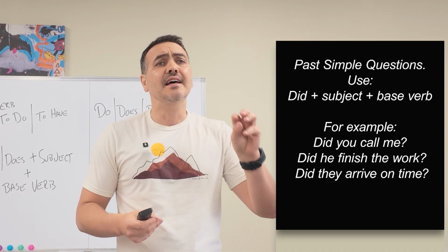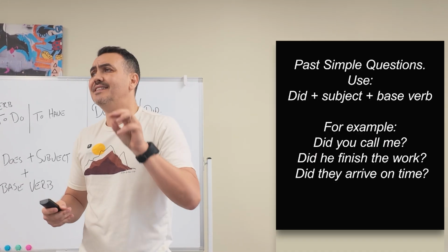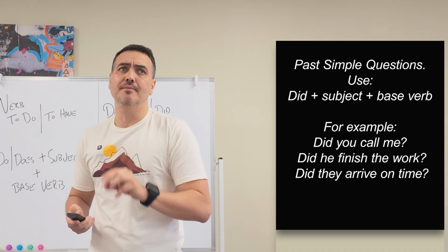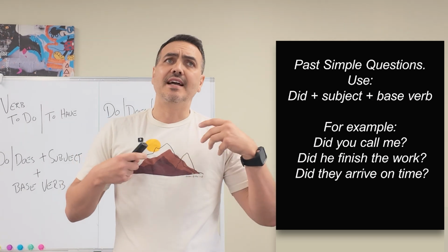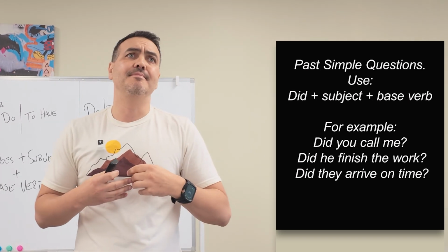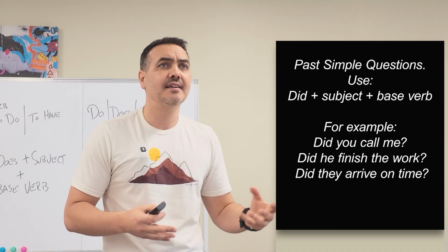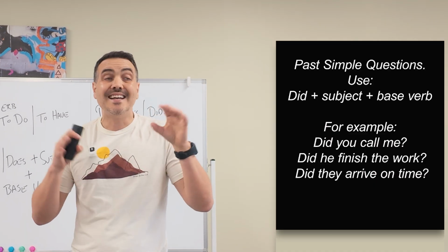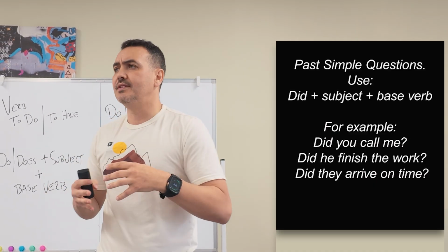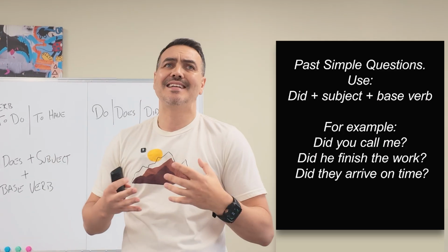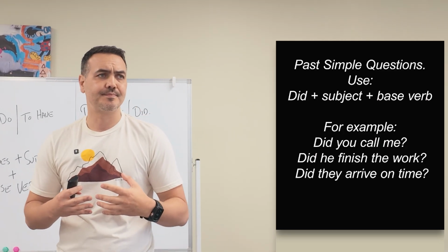After did, the main verb also stays in the base form, okay? You say, did he finish? You don't say, did he finished, okay? The helping verb did already shows that this is happening in the past tense, okay?